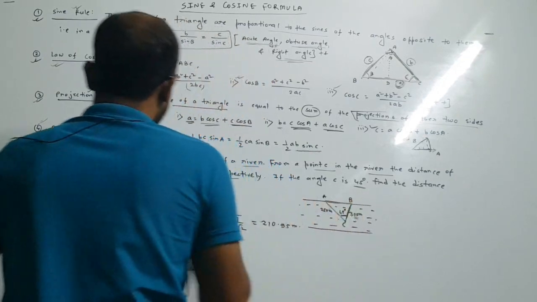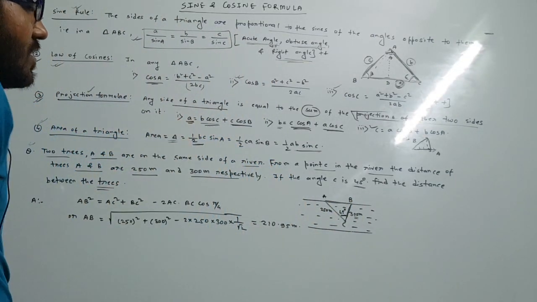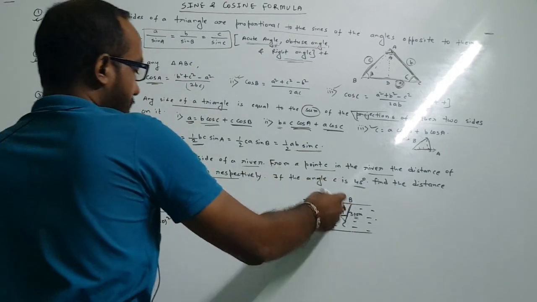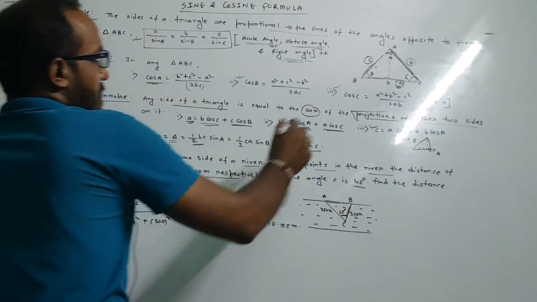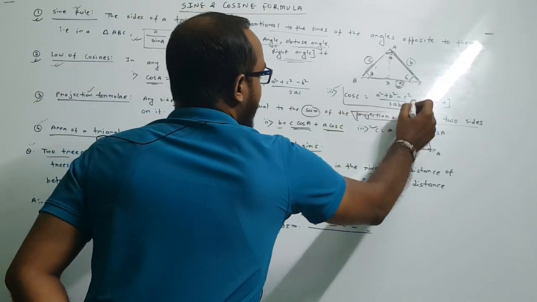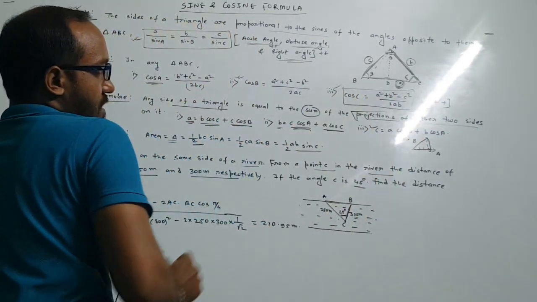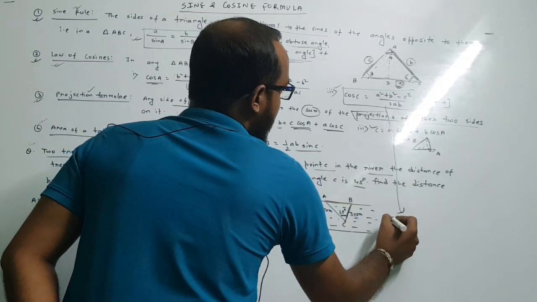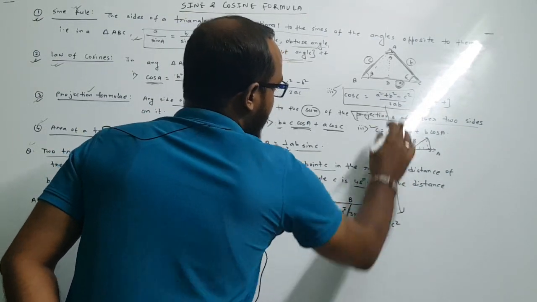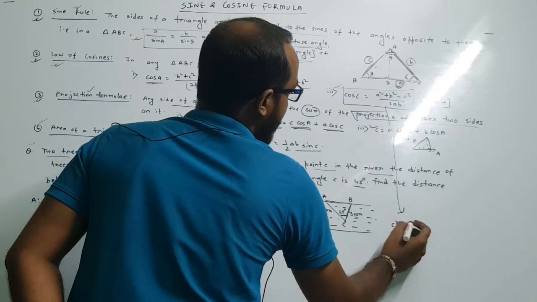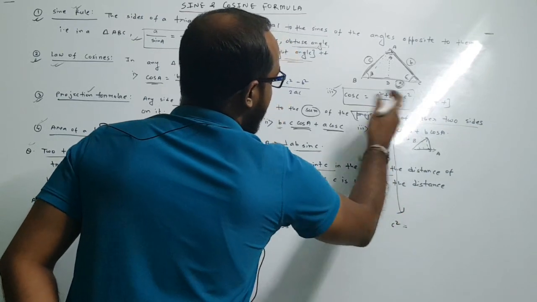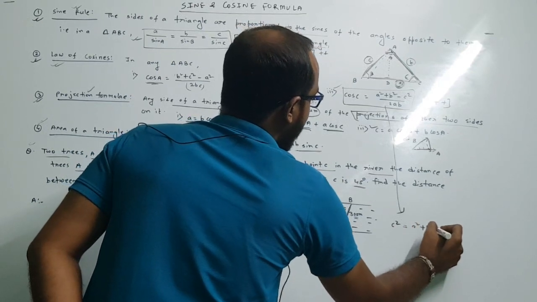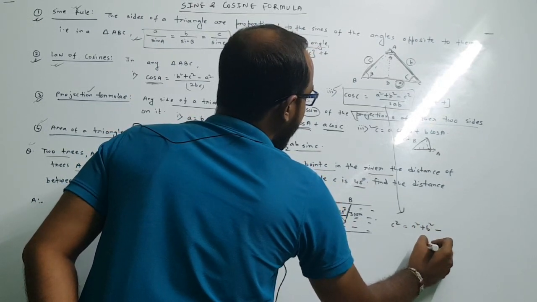So if you know the trigonometric formulas, this type of sum you can find out in one line. See, if you consider this formula, you can write this formula as this. This formula would be c square equals to a square plus b square minus 2ab cos c.